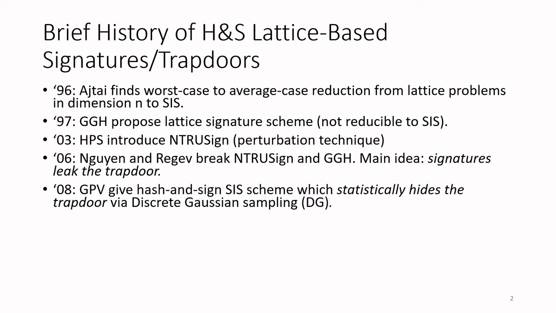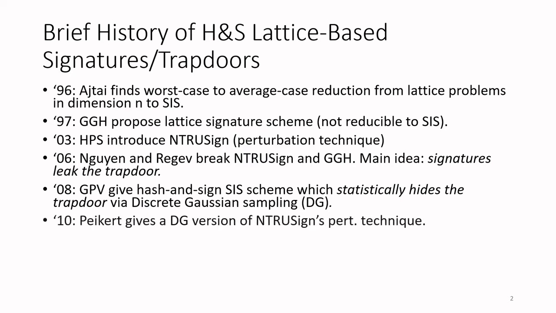So in 2008, GPV remedies the situation by giving a Hash+Sign digital signature scheme that's based on SIS, and they're also able to prove that each signature statistically hides the trapdoor, and the way they do this is through a technique called discrete Gaussian sampling. And all of our algorithms presented in this paper are based on discrete Gaussian sampling, or versions of discrete Gaussian sampling restricted to a special class of lattices.